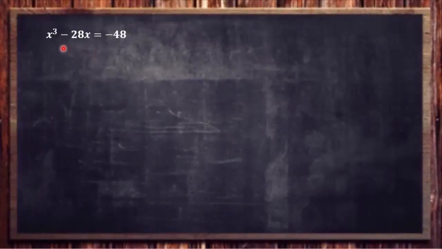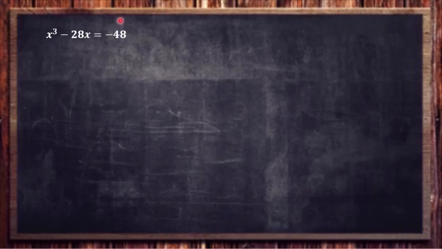In this video, we will consider the equation x cubed minus 28x equals minus 48. Such kinds of equations are often suggested at mathematical Olympiads. The specific feature of this equation is that it is of the third degree, and such equations are never considered at high schools. Why in this case are they suggested for Olympiads?